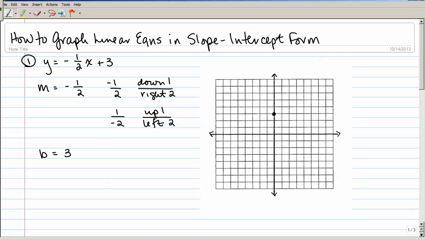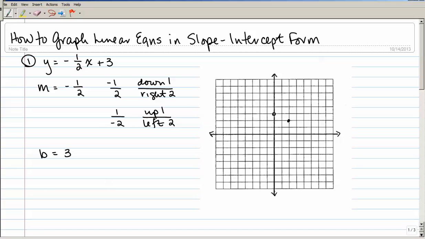And now let's use our slope to move. So from my y-intercept, I'm going to go down 1 and right 2 and make a dot. And I can actually continue doing that, going down 1 and right 2. But 1 point to the right is fine.